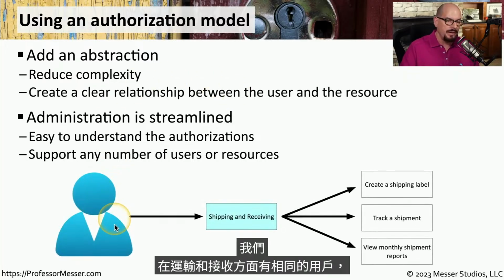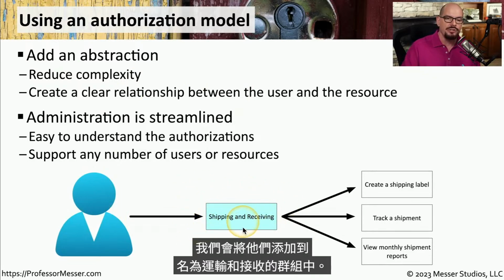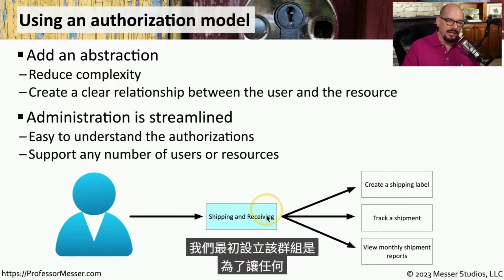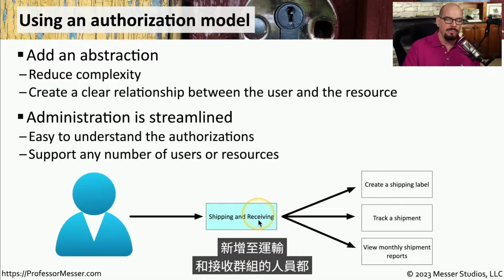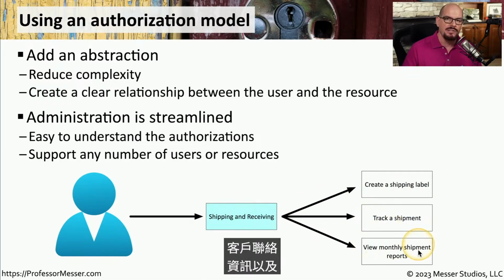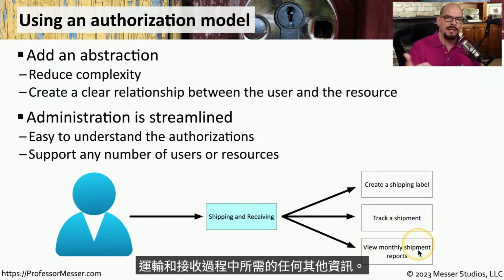We'd have the same user in shipping and receiving, and we will add them to a group called shipping and receiving. We set this group up originally so that anybody added to the shipping and receiving group would have access to create a shipping label, track a shipment, view monthly shipment reports, have access to customer contact information, and anything else you would need in shipping and receiving.